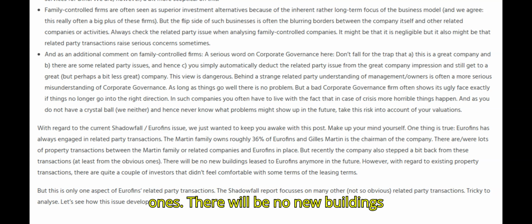There will be no new buildings leased to Eurofins anymore in the future. However, with regard to existing property transactions, there are quite a couple of investors that didn't feel comfortable with some of the leasing terms. But this is only one aspect of Eurofins' related party transactions. The Shadowfall report focuses on many other, not so obvious, related party transactions. Tricky to analyze. Let's see how this issue develops.